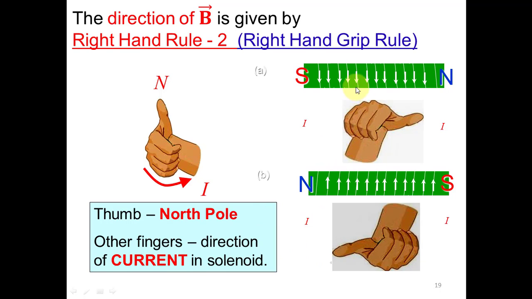I can see here, this is if the current is downwards. That means current flows into and out here. This one, current flows into and out here. So this is the direction of current. In order for us to determine the north pole, we have to determine the direction of the current first in the solenoid. So automatically, your thumb would show the north pole.